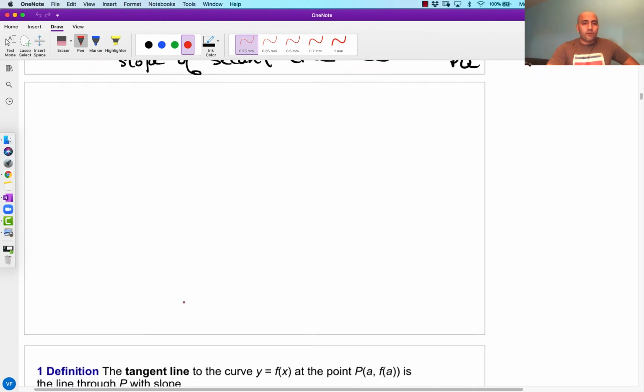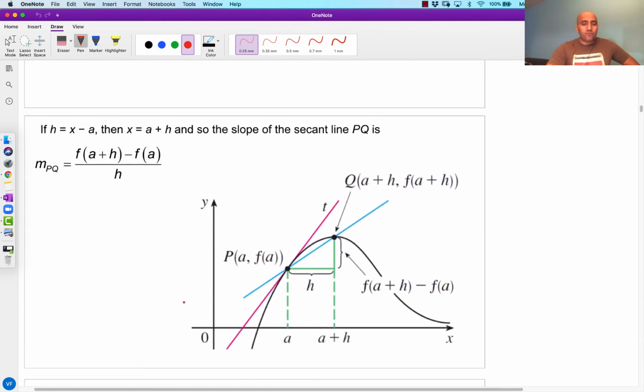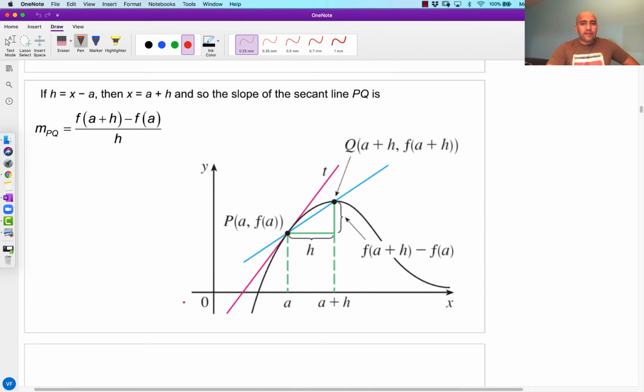Okay, so we've seen that before, and it'll look like this. So instead of having x, we'll have a and then a plus h, where the gap between those two input values is h. Therefore, this is still going to be the point P equal to a comma f of a. But this point now, instead of calling it x, f of x, is going to be a plus h, that's the input, comma, f of a plus h. Right? So it's just a new kind of notation.